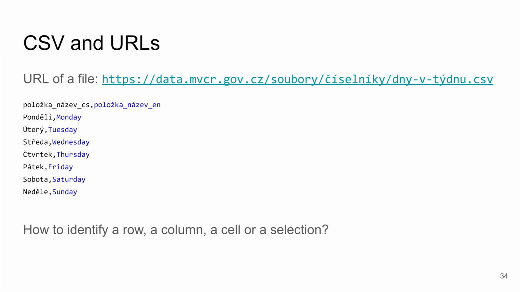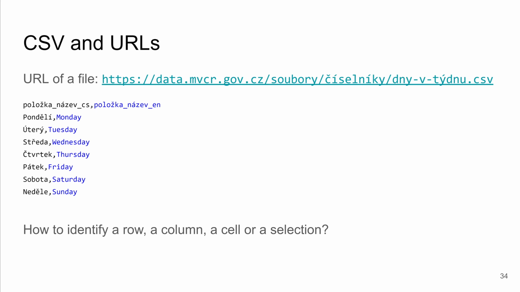And now let's talk a little bit about CSV and URLs. Remember that, for instance, in RDF, we have a URL or IRI for each RDF resource, for each entity. When publishing CSV files, you have a URL for the whole table, right? So is it possible to actually point to a specific part of the table?